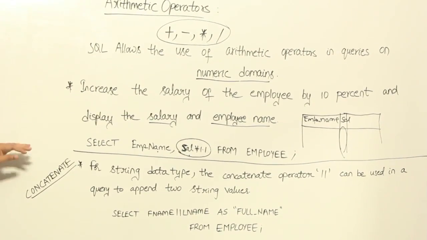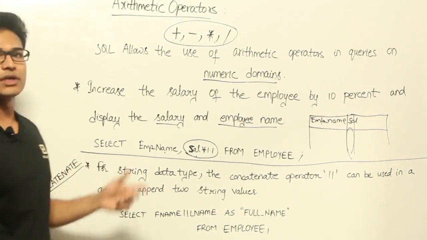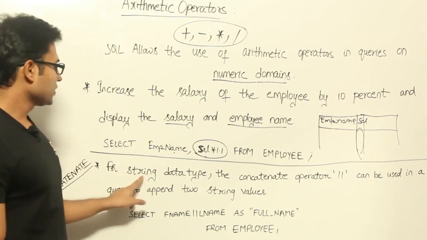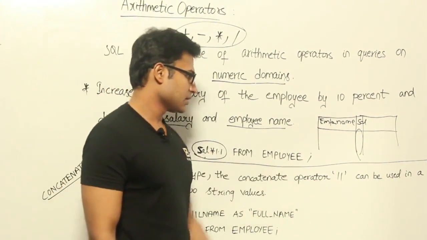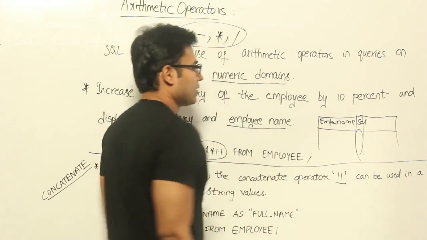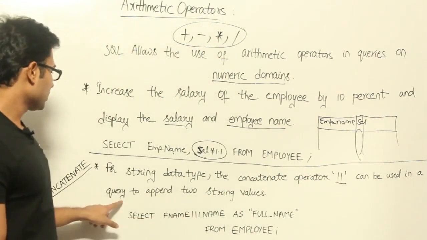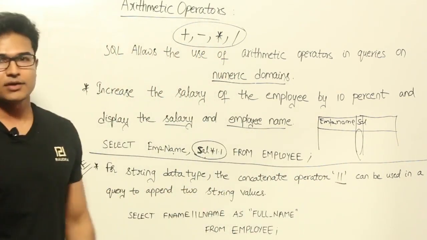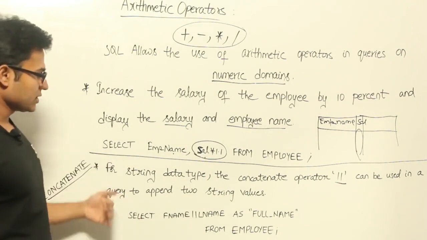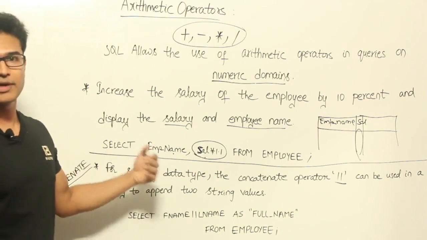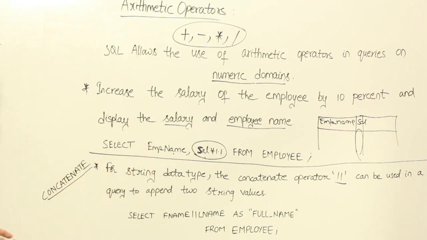And the next one is the concatenate operator. The concatenate operator is generally used whenever we have string data. So for string data types, the concatenate operator, which is represented by two pipes, can be used in a query to append two string values. For example, if you want to combine the first name and last name and write it as full name, then you can do this.